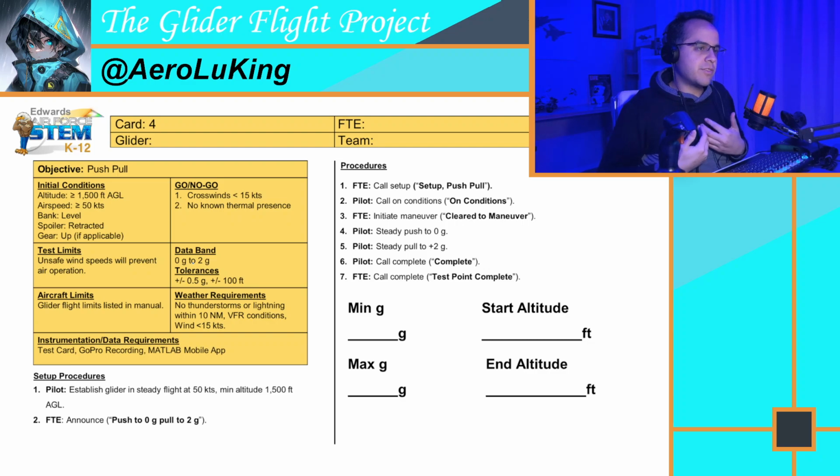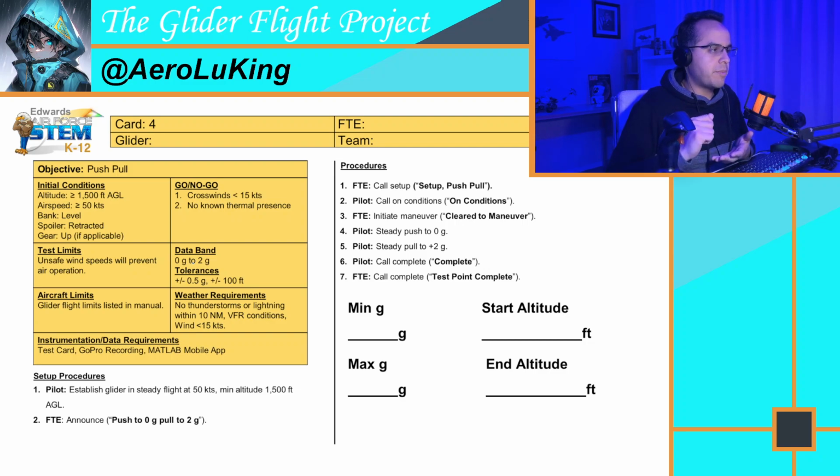And again, the tolerance for this, since I'm asking you guys to record the load in G, your normal acceleration, and then your starting and ending altitude, I need you to grab that within half a G and within 100 feet accuracy. So again, for this card, you'll say set up, push, and pull as long as our altitude is greater than 1,500 feet above the ground and greater than 50 knots. When on condition, please state. The pilot says on condition. Then you say clear to maneuver.